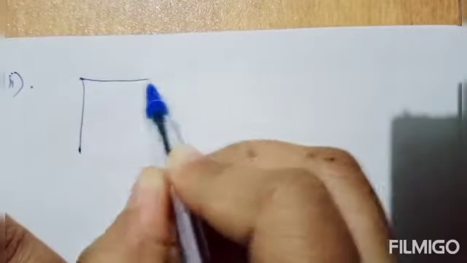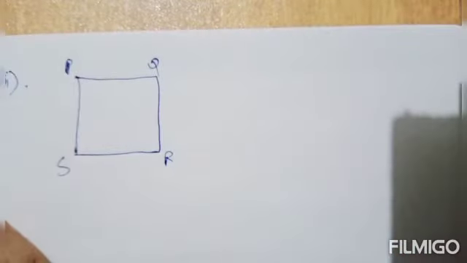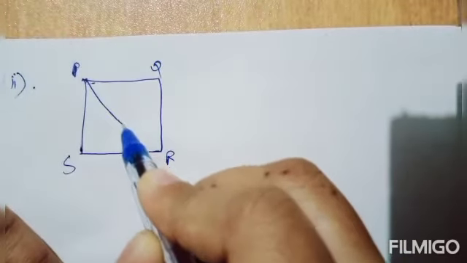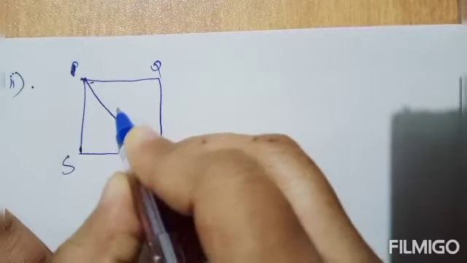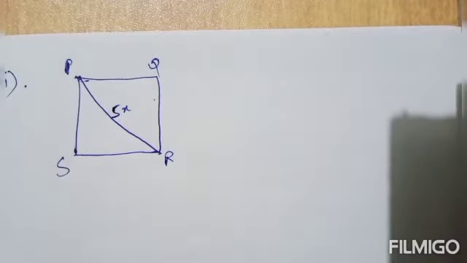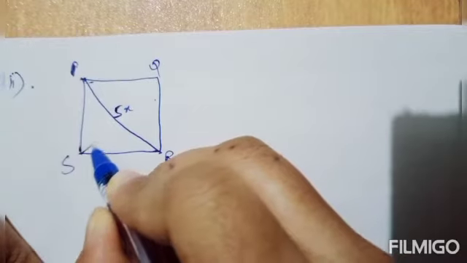In that second question, we have to draw another diagram. If PR equal to 5x and QS equal to 9x minus 8, find QS. So this is square PQRS. In that, PR is given 5x. This is PR, the diagonal. It is given 5x. And QS is given 9x minus 8. So this is QS.